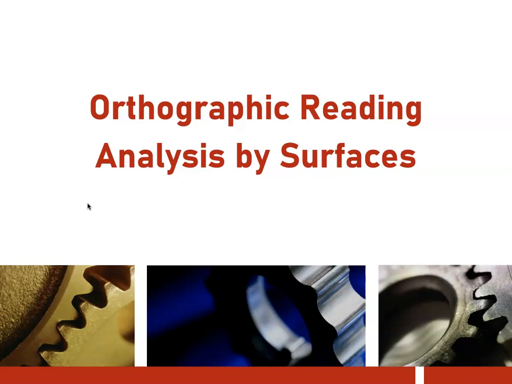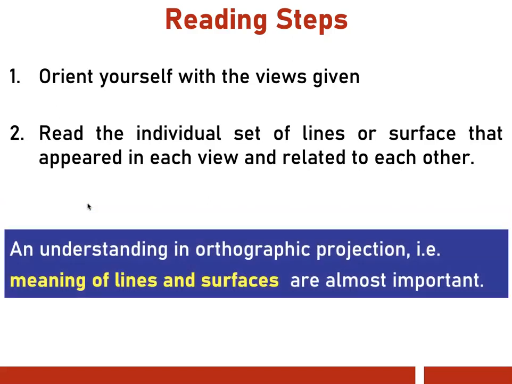Okay, so we talked about analysis by solids. Now, how do we do analysis by surface? So first, orient yourself with the views given, the same as before. Read the individual set of lines or surfaces that appear in each view and relate them to each other. What I did previously was identify the building block of the drawing, but at the same time I also used the lines to help me. For this analysis, you specifically use the set of lines and also the surfaces. You don't imagine it as blocks. So it doesn't really matter as long as you know what you're doing.